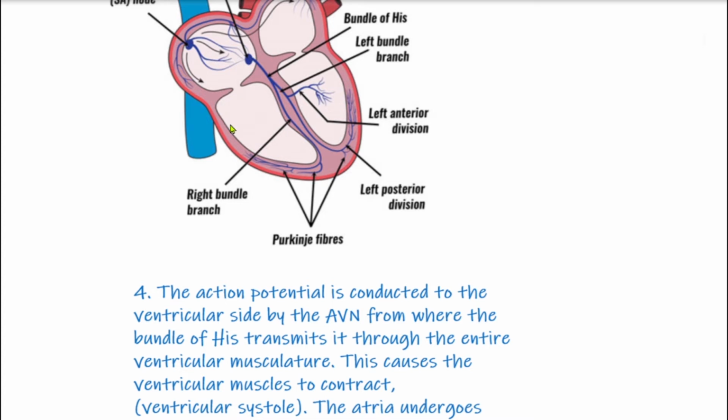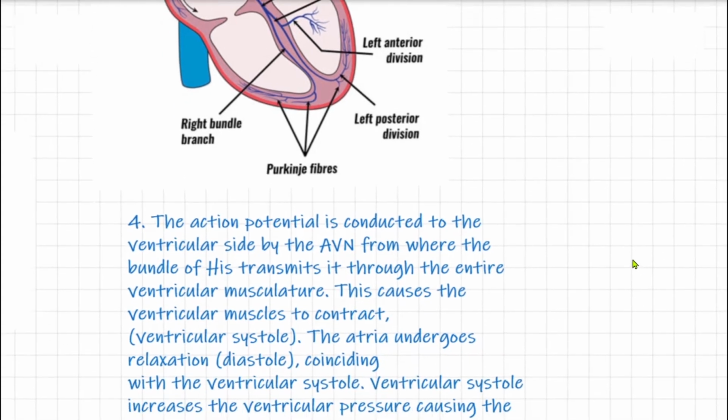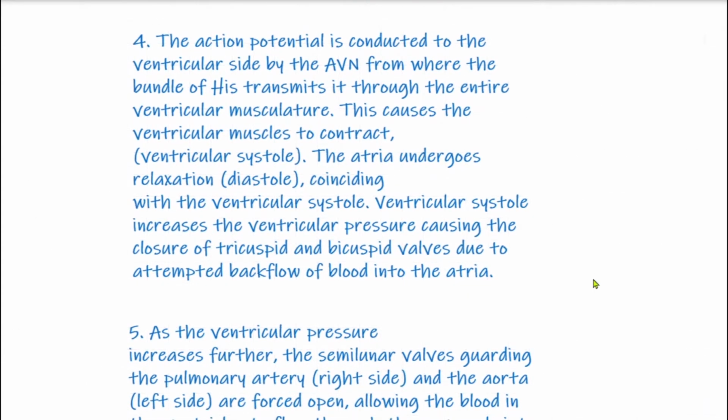So students, when the blood will try to go to the atria, it will strike the flaps of AV valves, which is tricuspid valve on the right side and mitral valve on the left side. It will strike the flaps of AV valves and the AV valves will get closed. Ventricular systole increases the ventricular pressure, causing the closure of the tricuspid and bicuspid valves due to the attempted backflow of blood into the atria. Students, I think this is clear.